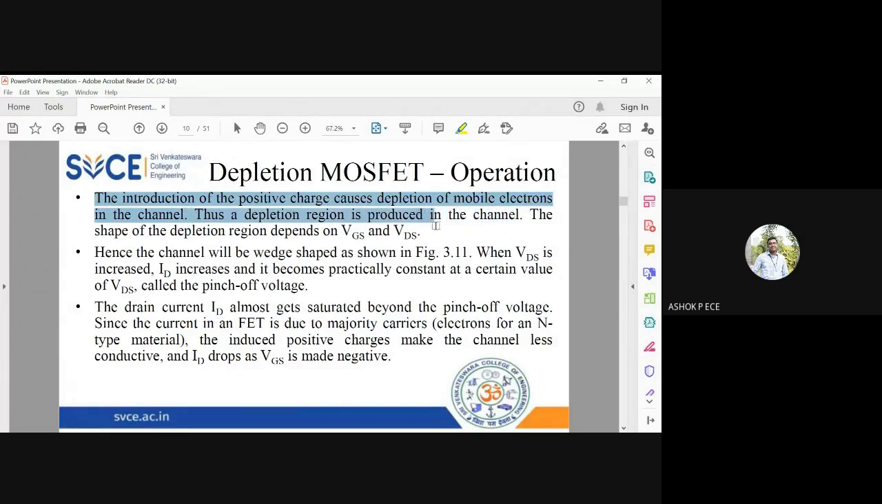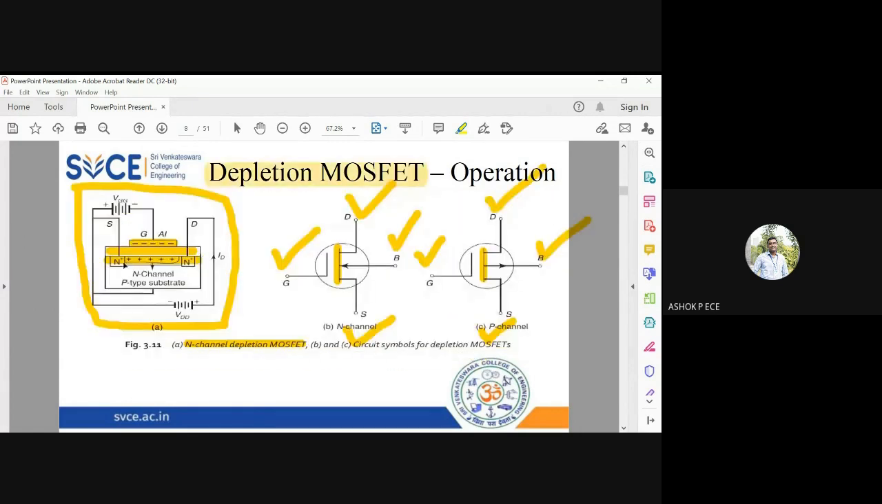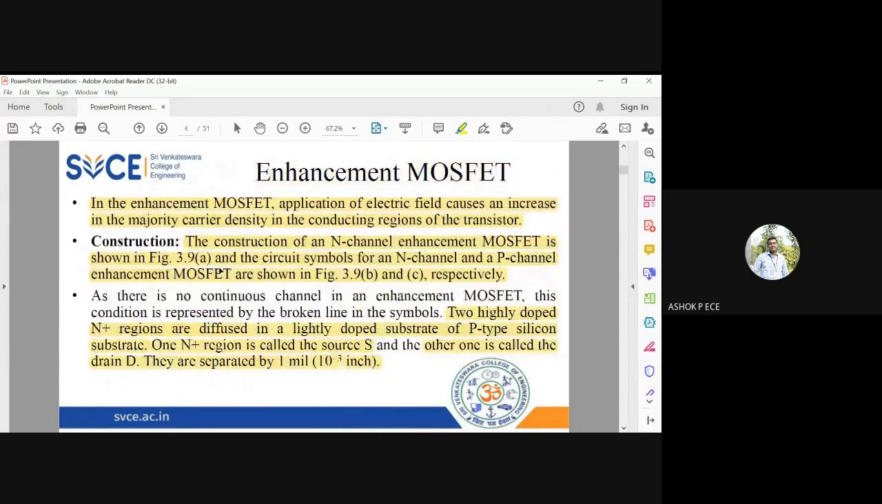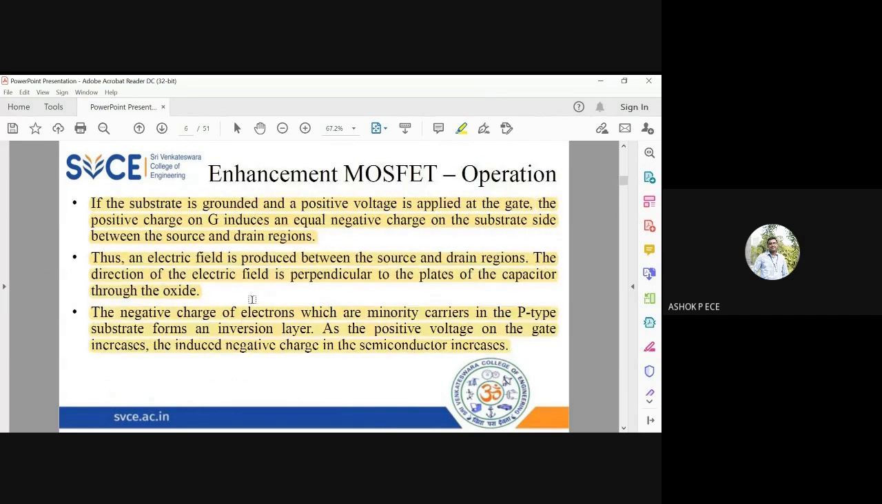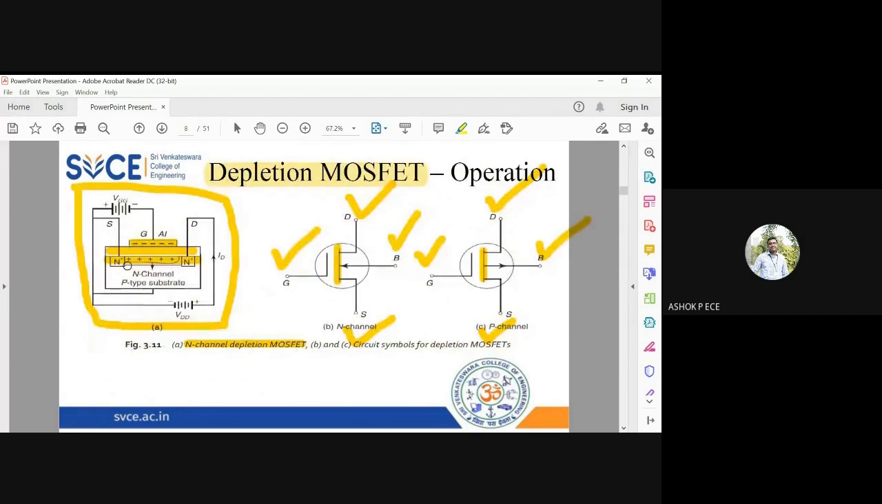The shape of the depletion region depends on VGS and VDS. You can see the shape in enhancement MOSFET is like this. At the N plus region, the depletion region is maximum. See, it is a PN junction, right? So at the ends of N plus, the depletion region is maximum in size. At the middle, it is minimum. But in depletion MOSFET, I cannot exactly predict the shape of the depletion region because it depends on VDS and VGS. VGS is negative in depletion MOSFET, whereas VDS is always going to be positive.